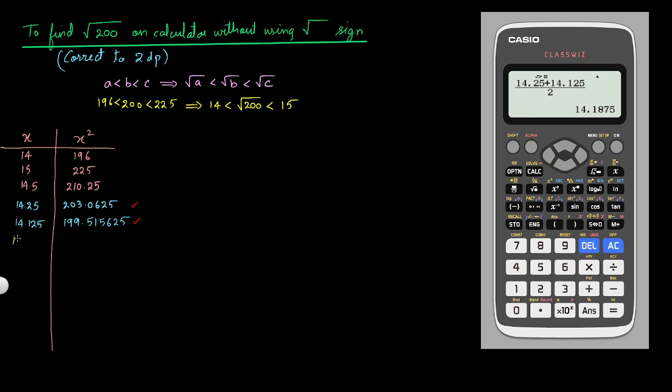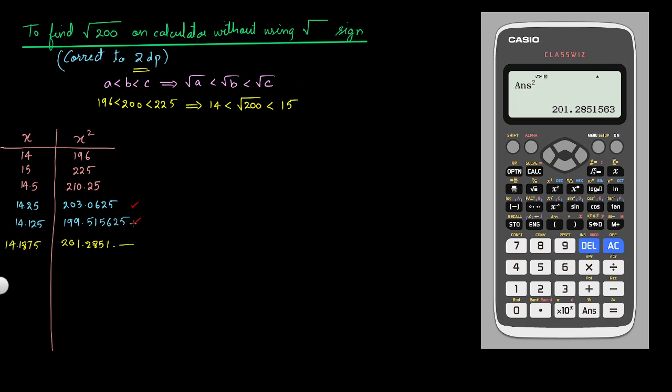14.188. Or I can take it as 14.1875 also. It will be easier for me to square also. I'll just take the same 14.1875. Now let me square this up. This is 201.285. Now we need to find the answer correct to two decimal places.